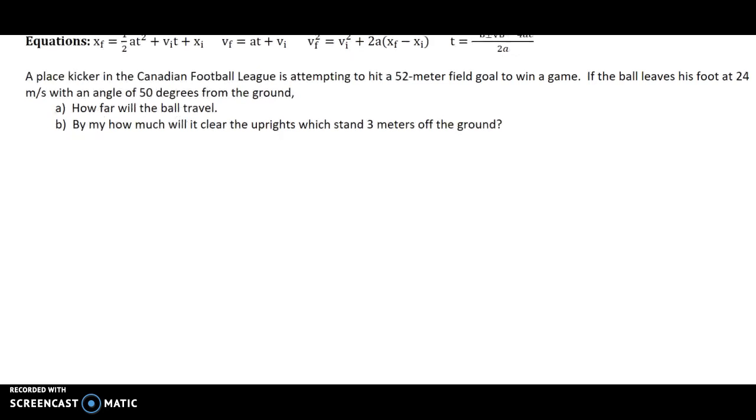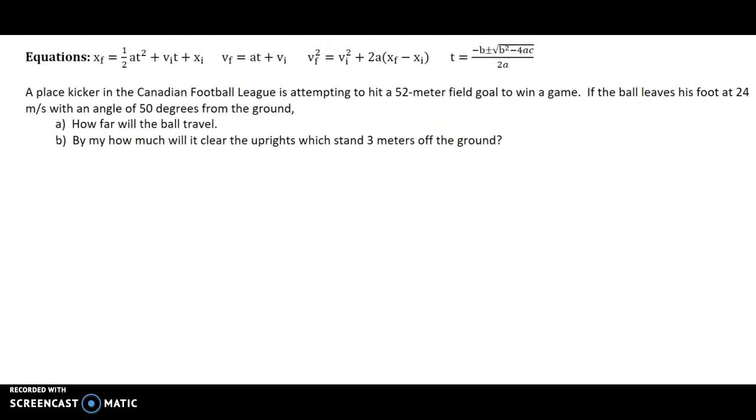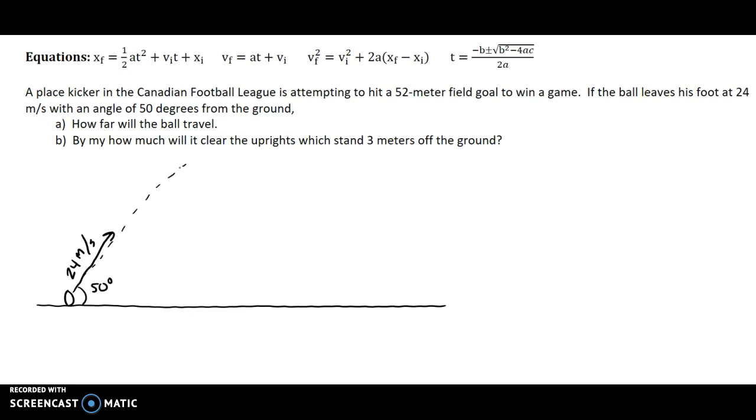So the first thing we're going to do anytime we're solving a problem is draw a picture. In this case, you've got the ball leaving the ground and being kicked at an angle of 50 degrees with some velocity. So there's my 50-degree angle, and my initial velocity is always going to be the angled piece, which in this case is 24 meters per second, and it's going to follow a parabolic trajectory all the way to the end.